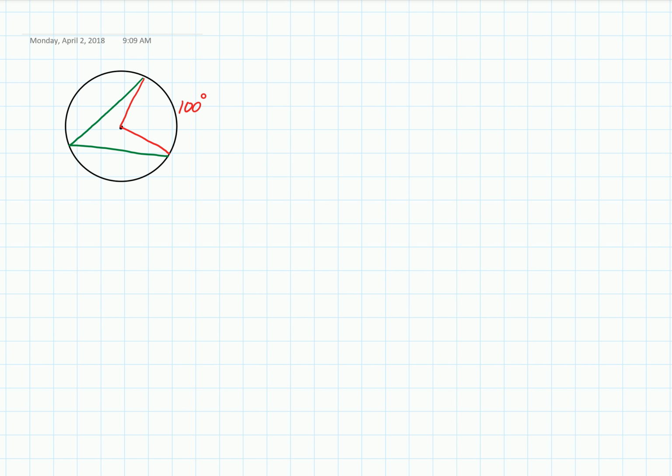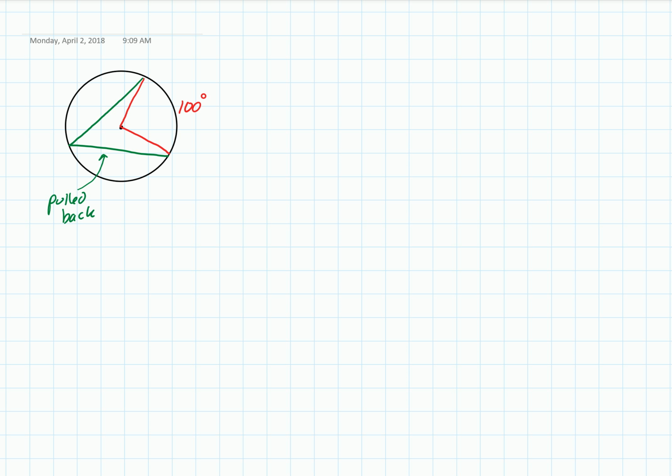You should already have Theorem 10.10 and 10.11 written in your notes. Here we see an example of both a central angle in red and what is called an inscribed angle in green. Inscribed angles are angles that are pulled back all the way to the edge of the circle. And when you pull these angles back, they get smaller and smaller.